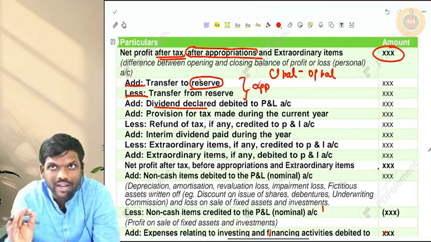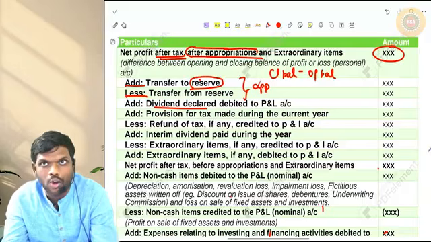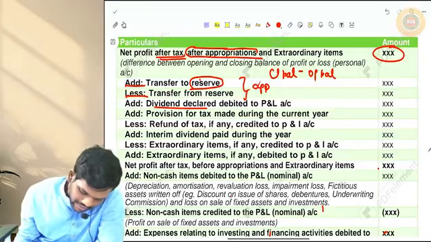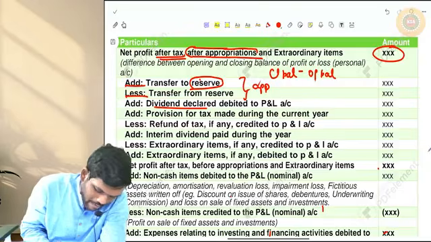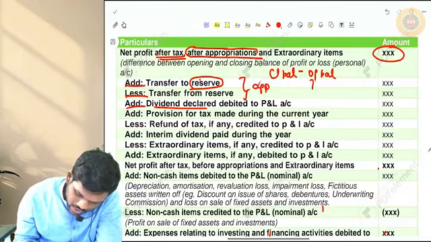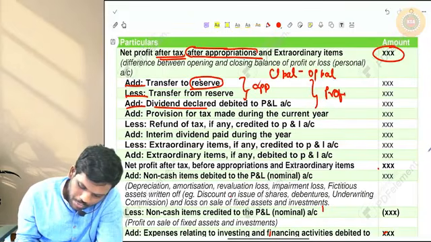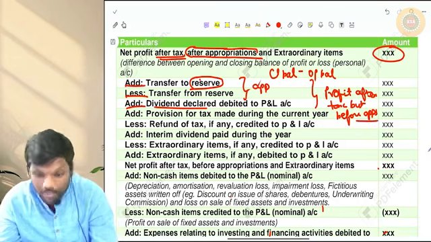Remember, both equity dividend as well as preference dividend are appropriations that cannot go to P&L nominal. They should be recorded directly in P&L personal. So whatever dividend is declared in this P&L personal, you add it back. Once you reverse all these appropriations, what you get will be profit after tax, but before appropriations, because all the appropriations have now been reversed.